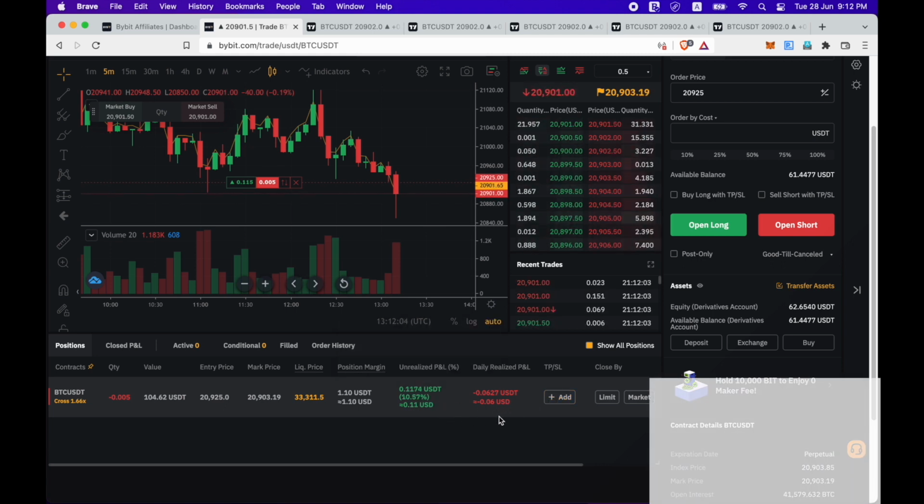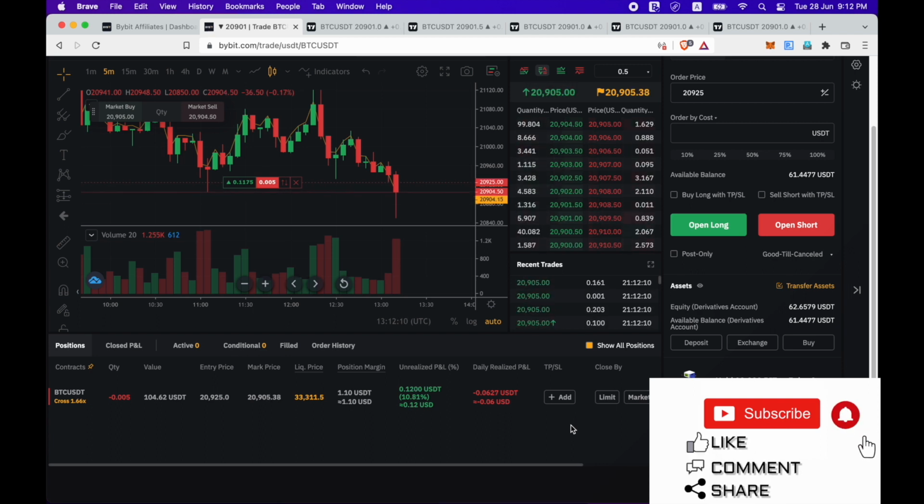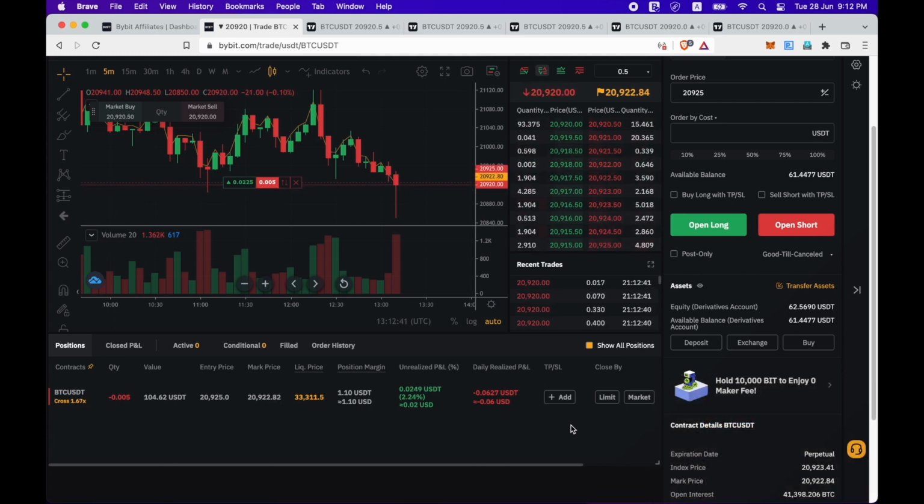So if this was your trade, would you take the profit, or like me, wait it out and see if you would gain more? Yeah, please comment below. Right, let's see what's going on.